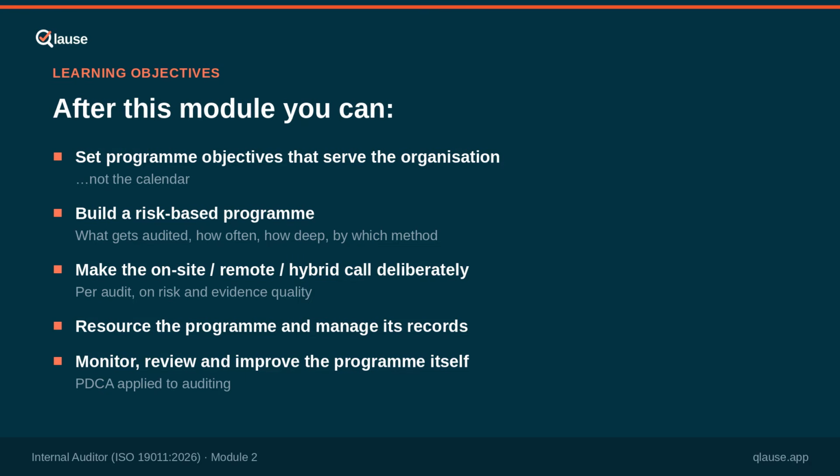After this module, you will be able to do 5 things. Set audit program objectives that serve the organization's objectives rather than the calendar. Build a risk-based program, deciding what gets audited, how often, how deeply, and by which method. Make the on-site, remote, or hybrid decision deliberately, per audit, on the basis of risk and evidence quality. Resource the program properly and manage its records. And monitor, review, and improve the program itself, which is simply plan, do, check, act applied to auditing.